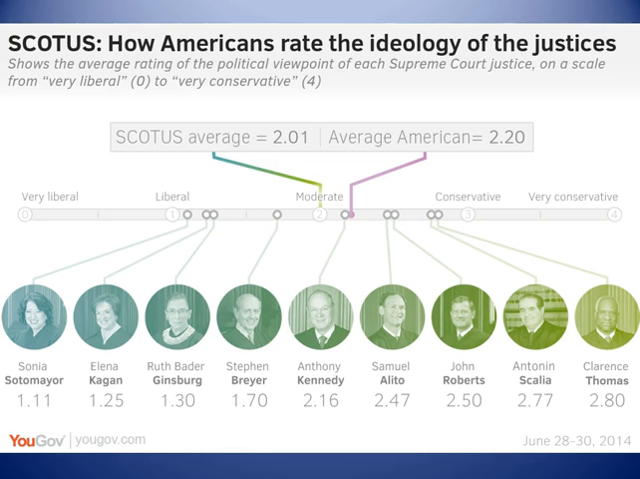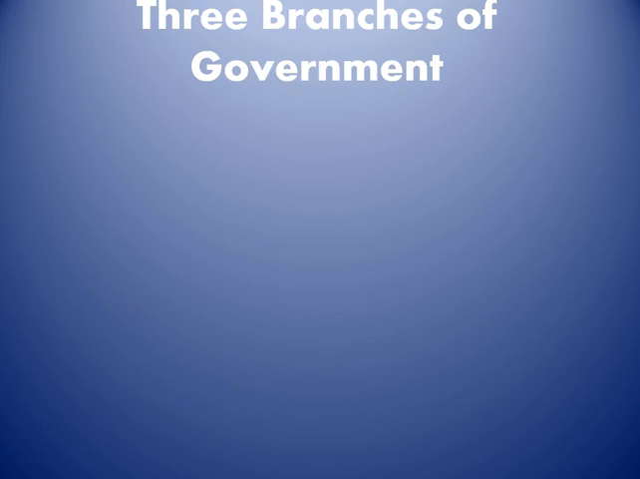If we look at the current Supreme Court, this would show us sort of where they fall on the political continuum. So we have somebody like Sonia Sotomayor, who is more of a liberal justice. We have Clarence Thomas, who is more of a conservative justice. And somewhere in between, we've got people like Breyer and Kennedy. You can take more of a look at that on your own.